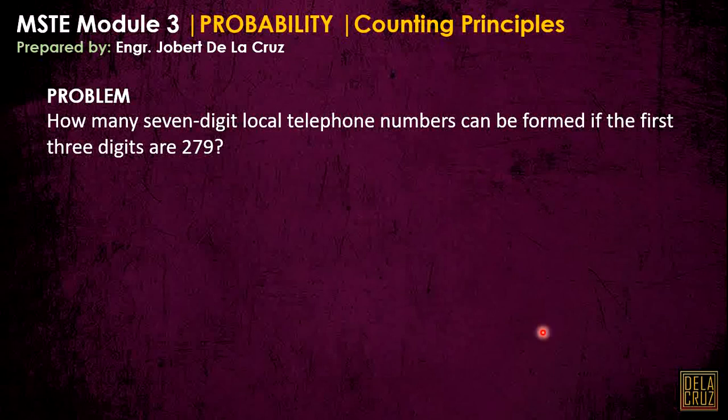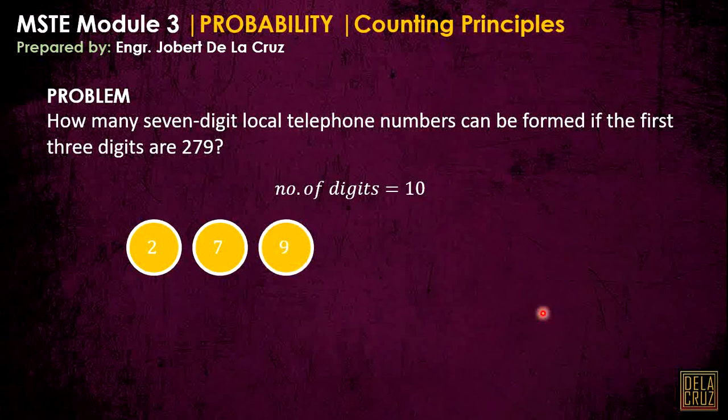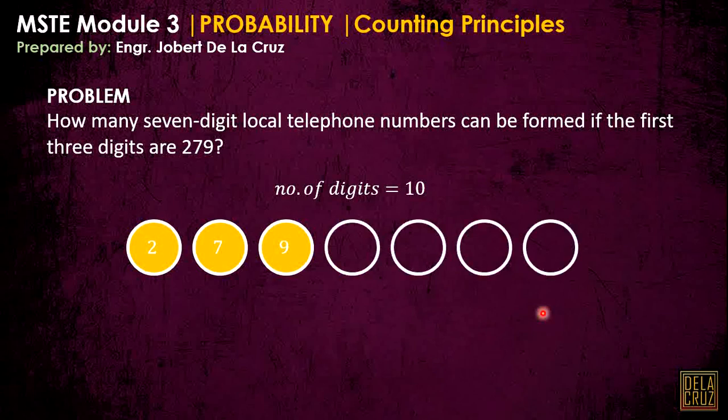First, we have the number of digits. The digits are from 0 until 9. That is our basic set of digits. Now, the next thing to do is the sample space. It says that the first 3 digits of the 7-digit local telephone number are 279. That means what we need to fill in is only 4 digits, since it is 7 digits in all.